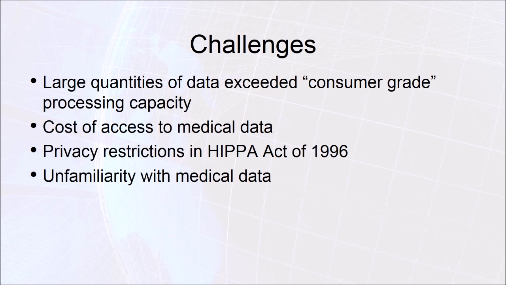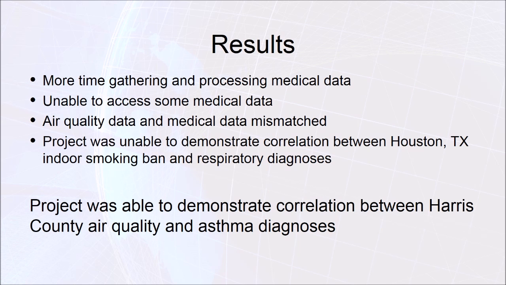Additionally, the HIPAA Act of 1996 stripped much of the personal information, including dates, times, locations, and specifics of diagnoses, in order to protect the privacy of individual patients. Our unfamiliarity with the medical data overall also led us to choose only the Asthma ICD 493 code when there were probably other respiratory codes that we could have used that would have lent themselves to our model. The results of these challenges meant the project team spent more time gathering and processing air quality and particularly medical data than originally expected. We were unable to access some parts of the medical data, such as diagnostic codes, locations, and times, that we had originally expected.